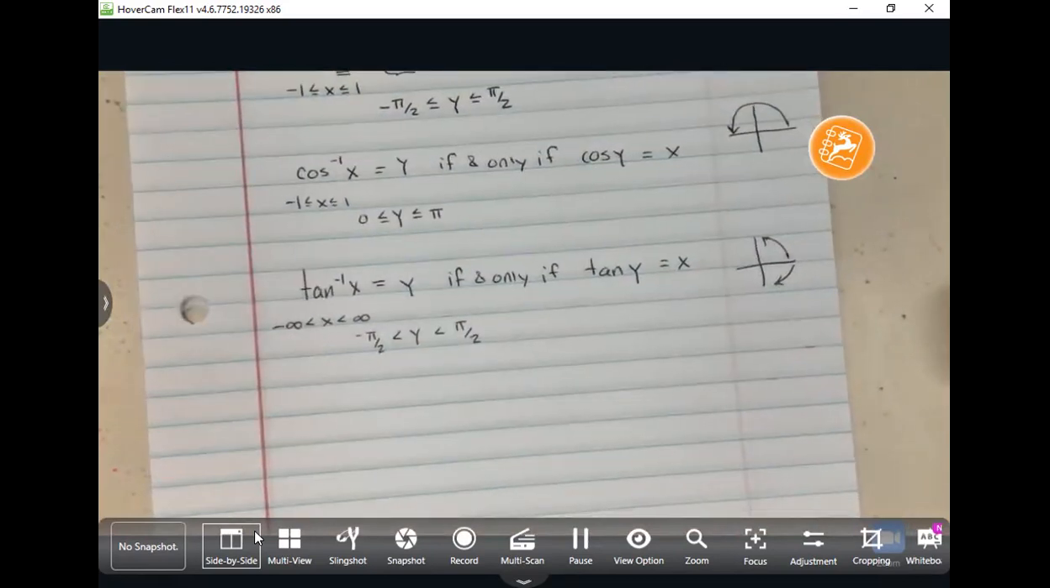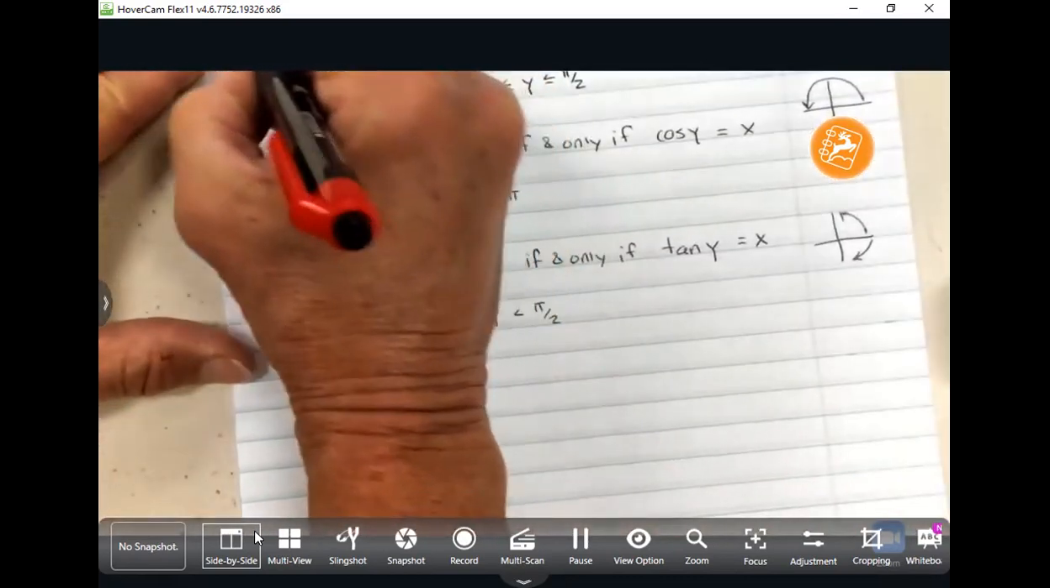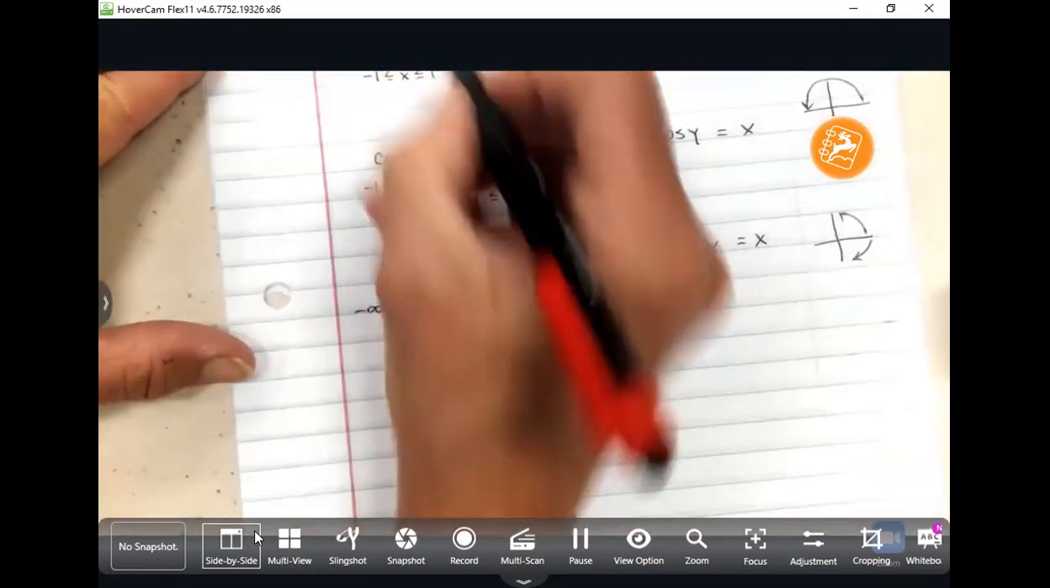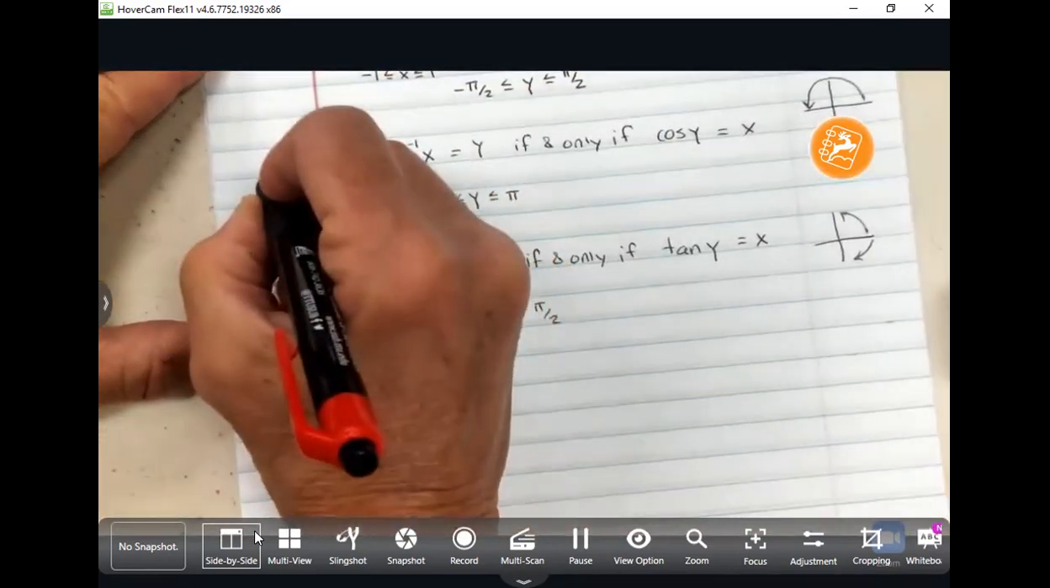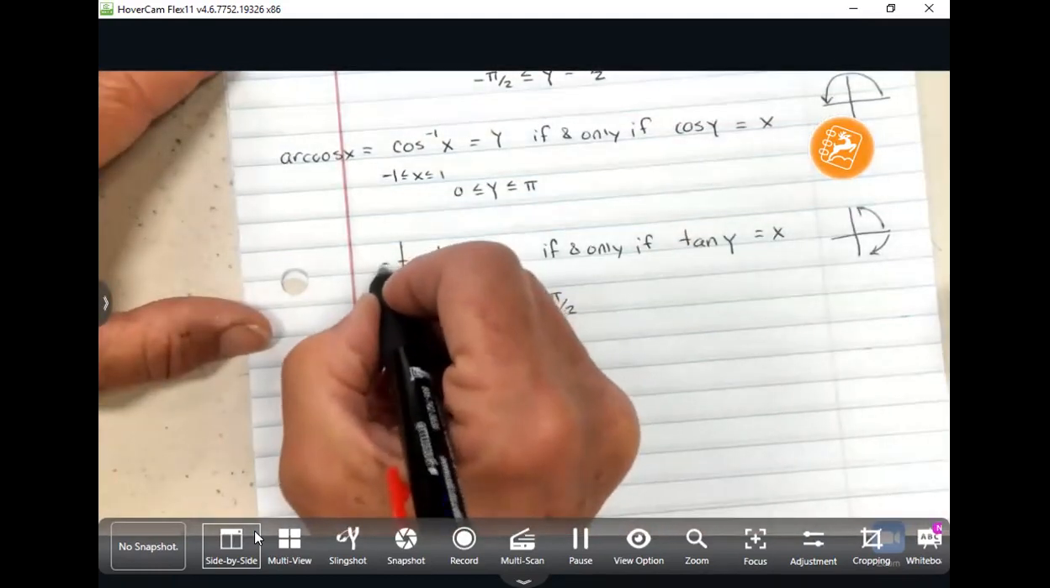We had an alternative way of writing those inverse trig functions. Another way of writing the inverse sine is to call it the arc sine. The inverse cosine is also known as the arc cosine, and the inverse tangent is the arc tangent.